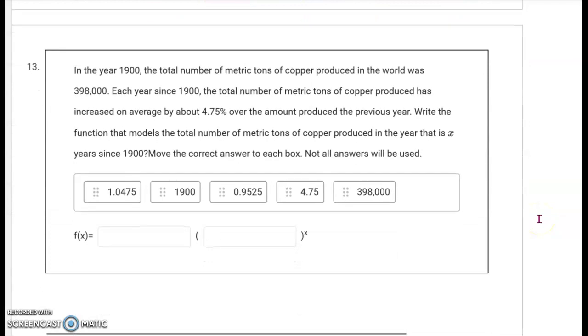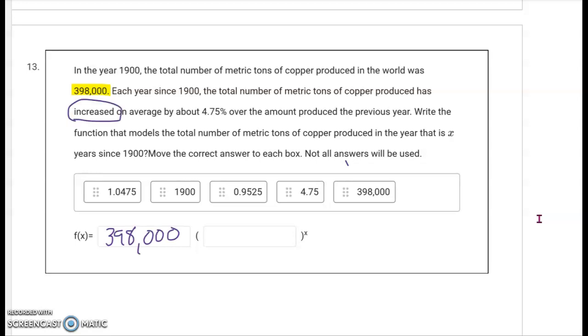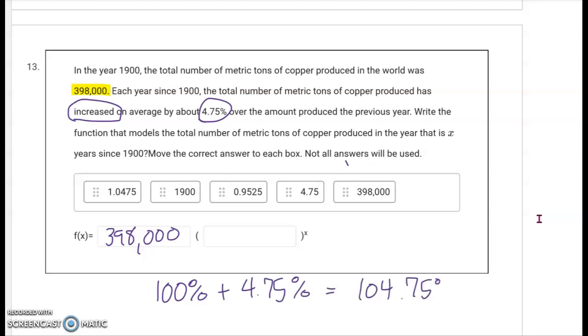In this one, it's the same process. How many did you start with? We started with this much metric tons of copper. So 398,000 goes here, however much you started with. And it says we're increasing by this much. So we're taking 100% plus 4.75%, and we get 104.75%. And just like I showed you before, you have to move your decimal 2 places to the left.